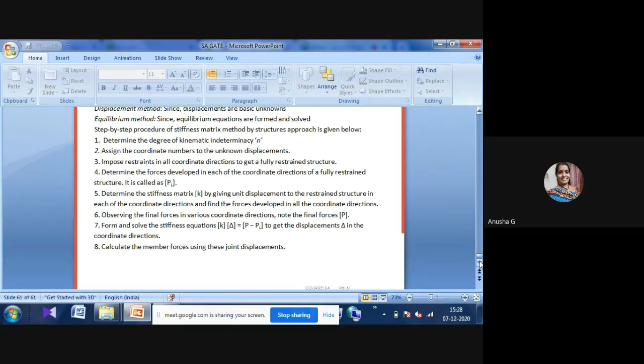Then we calculate the member forces using the joint displacements. This is the total structural analysis for GATE preparation. Up to the stiffness method and flexibility method, we have to know about strain energy, arches, slope deflection method and moment distribution method. Structural analysis 1 and 2 combined is what you need for GATE. There are a number of important formulas that you have to learn, and then practice well for your competitive exams.